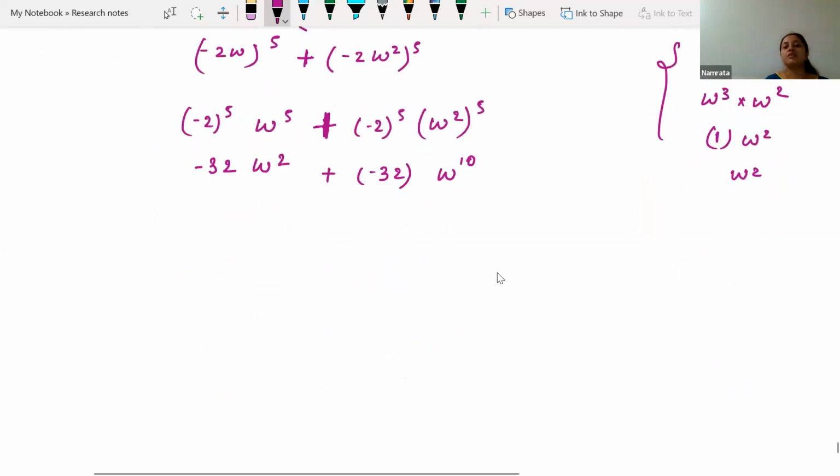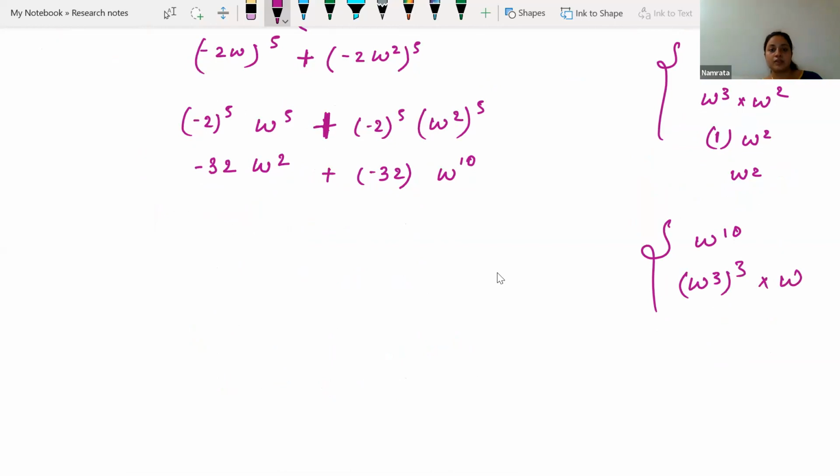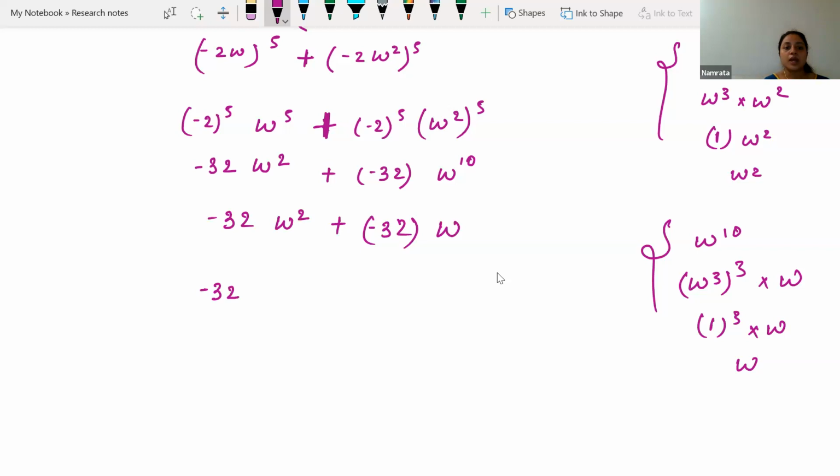Whenever the power is large, we will try to come to omega to the power 3. So when the power is 10, can I write it as 3 times 3 is 9 and then one more omega? Yes, ma'am. So this became 1 to the power 3 into omega, that is only omega. So we got minus omega square, and this became minus omega. If we take out common minus, I can write it as omega square plus omega. Yes or no? Yes, ma'am.